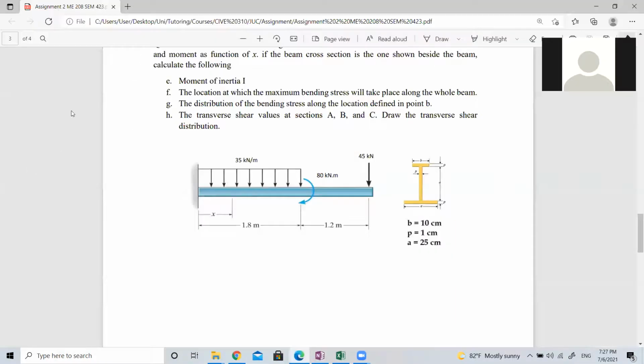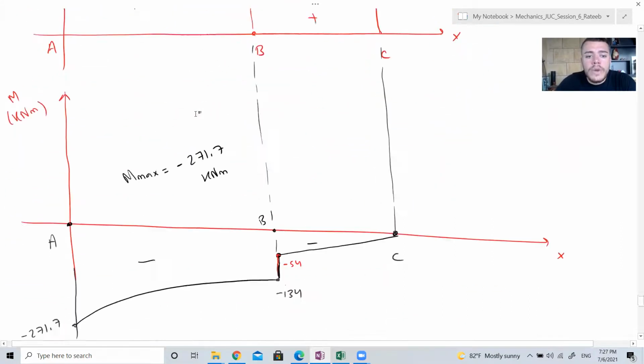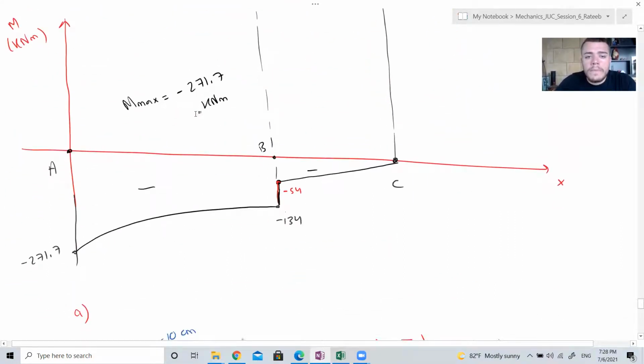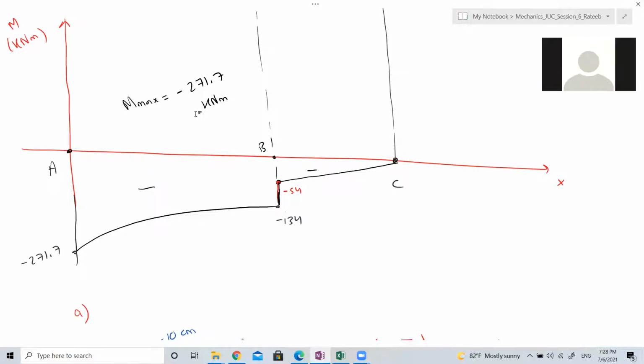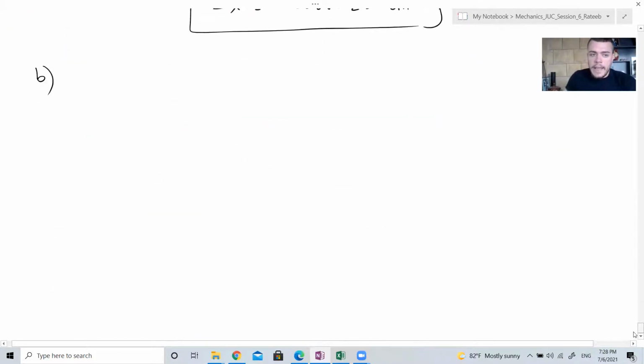تمام. Part B. What is the location where the maximum bending stress occur? طلع لي على moment diagram. Where's the maximum moment? In point B. Wrong. C. Wrong. كيف C؟ C is 0 يا محمد. Maximum moment at x equals 0، صح. At A, at point A.